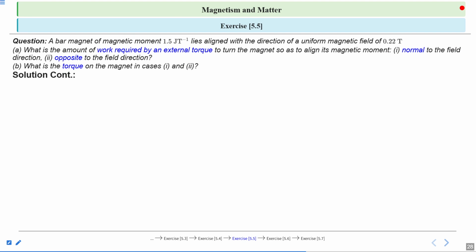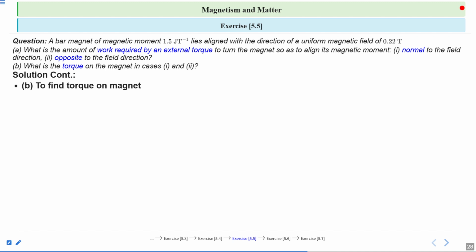Okay, now a bar magnet, same question, part B. What is the torque on the magnet in cases 1 and 2? Now, the torque on the alignment or orientation in the first case and second case. In the first case, the orientation is that the magnetic moment is at a 90 degree angle with the direction of the uniform magnetic field. So theta will be 90 degrees in the first case and theta will be 180 degrees in the second case because the magnetic moment is in the opposite direction to the field direction. So we can calculate the torque.